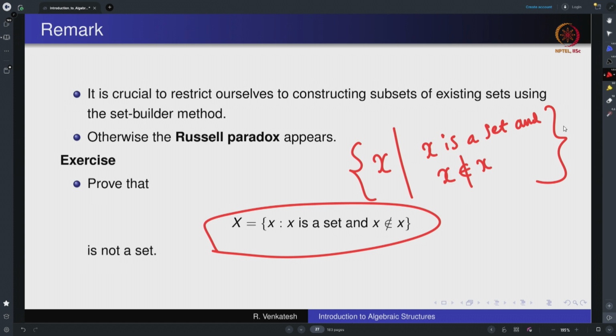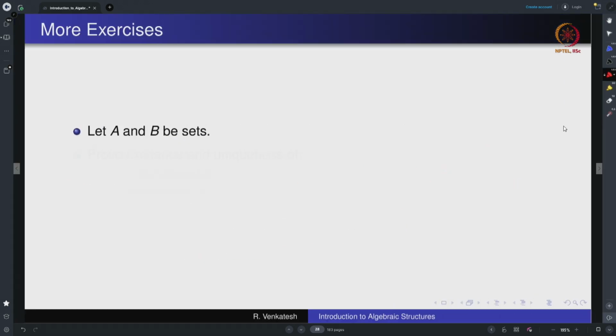If you do not want to run into such paradoxes, one should only construct subsets of existing sets using the set builder method. That is the punchline.